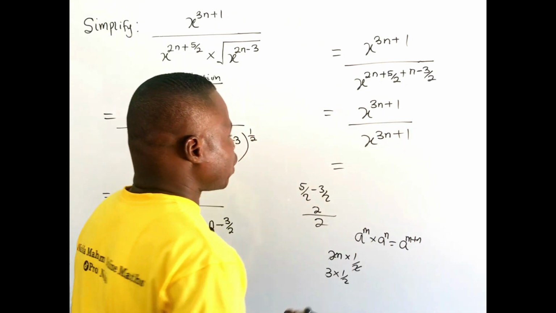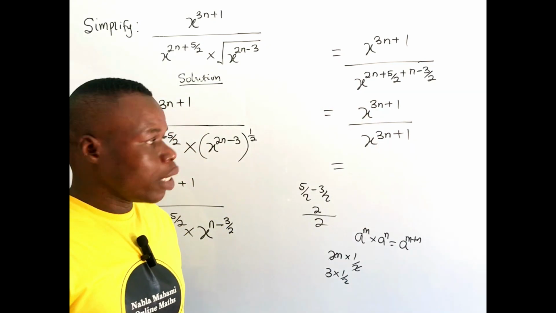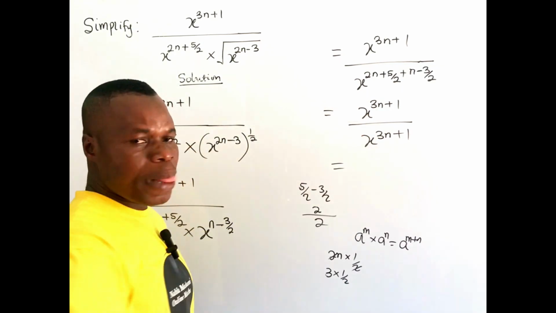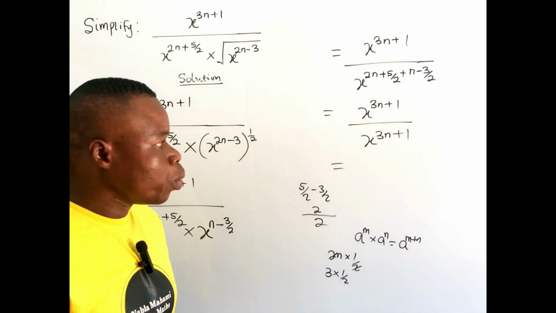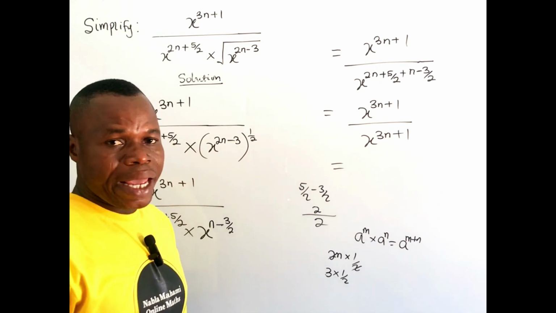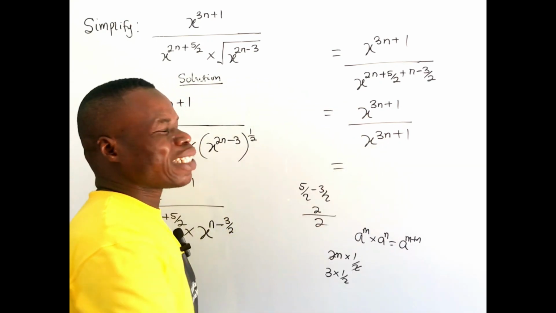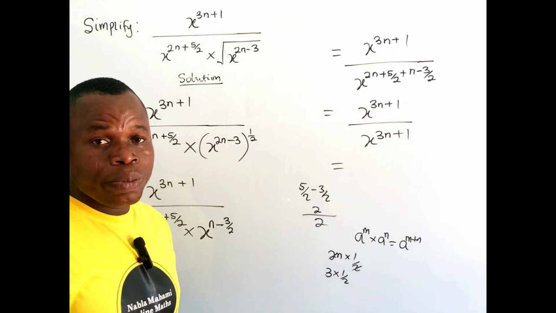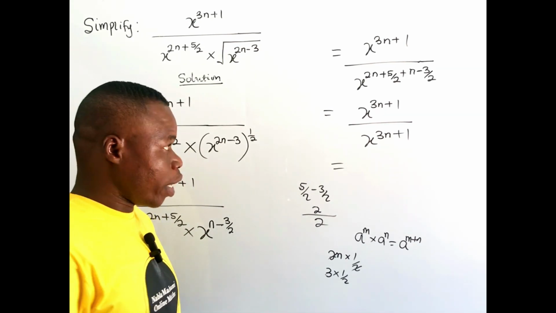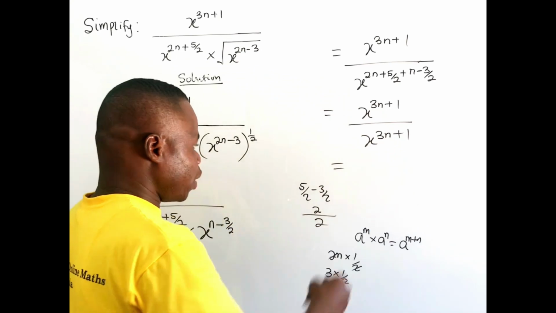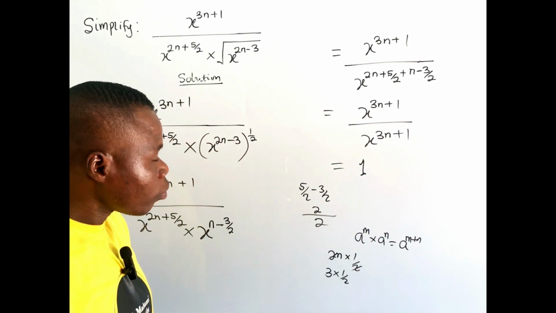Then we can now conclude this by saying that this over this will give us our final result. You can see that the numerator is x exponent 3n plus 1. And the denominator is also x exponent 3n plus 1. And we know that if the numerator is the same as the denominator, then the result will be 1. That is, any non-zero number divided by itself is equal to 1. And we can see that this is the same as this. So that means that my final answer is 1.